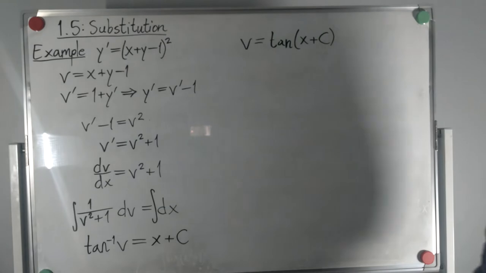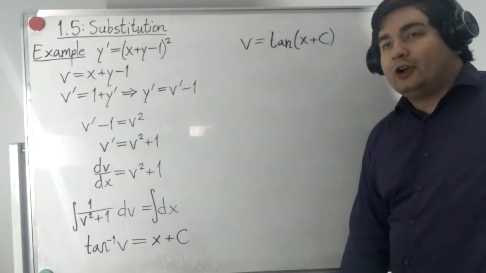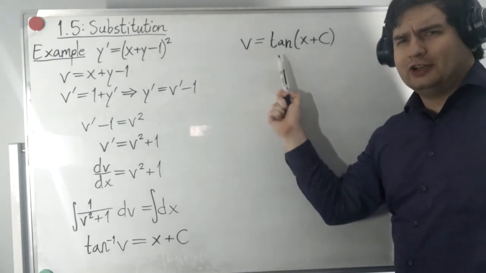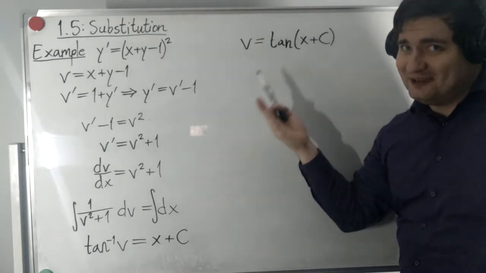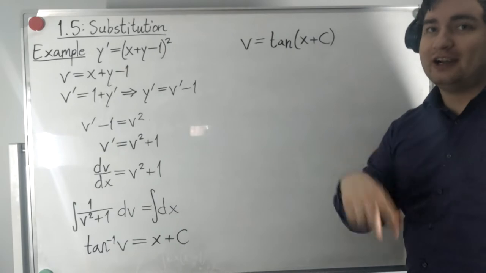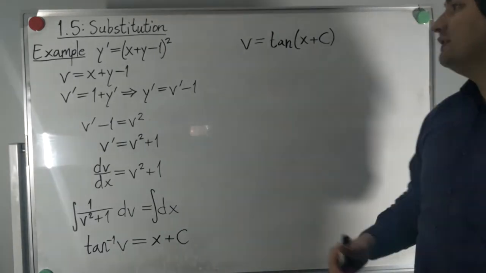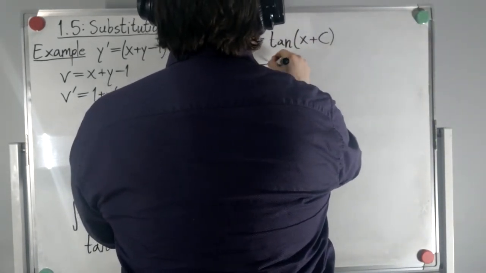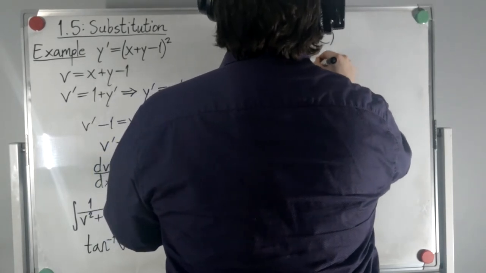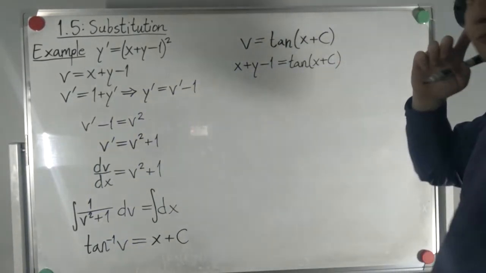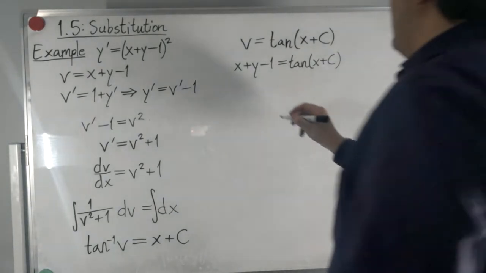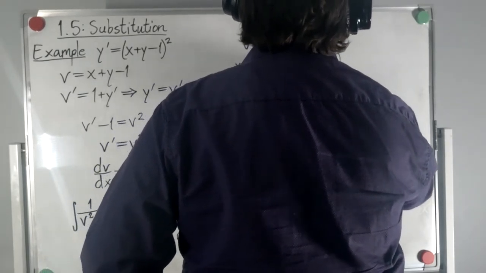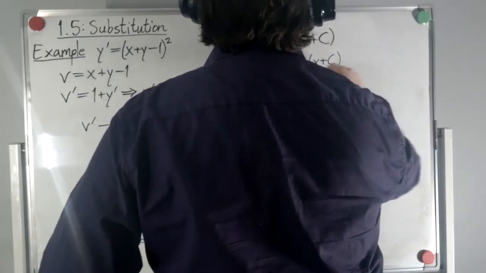Okay, that's great and all, but that doesn't really solve the problem because the original differential equation was in terms of y, and then you give me an answer in terms of not y. So we need to fix this. Just like in u substitution, we need to convert back to terms of the original variable. So v is x plus y minus 1. So what this is saying is that x plus y minus 1 is equal to the tangent of x plus c. And then in that case, y is just going to be 1 minus x plus the tangent of x plus c, and then that becomes our general solution.